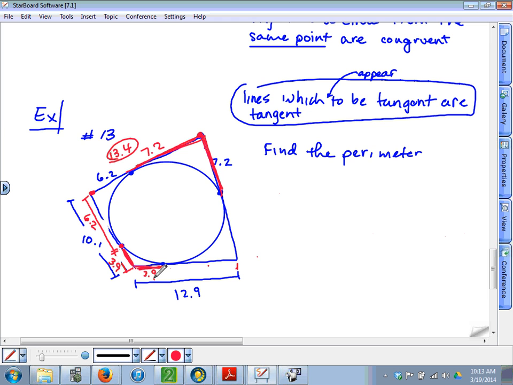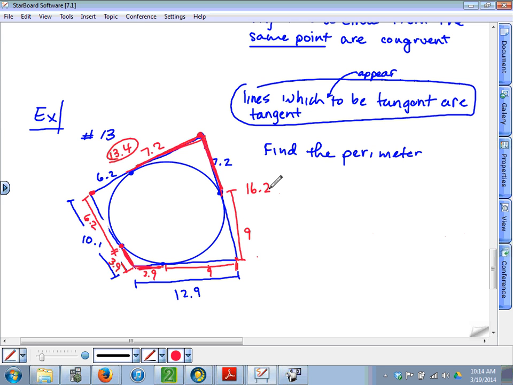If you subtract 12.9 minus 3.9, you're going to get 9. So from here to here is 9. What does that mean about from here to here? It's 9, because it comes from the same point, so that's 9. Why would you do that like that? So we had to find this length right here. In order to find this length, we had to find that length. To find that one, we had to go all the way around. So 9 plus 7.2 is 16.2.